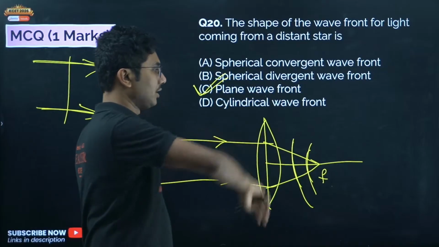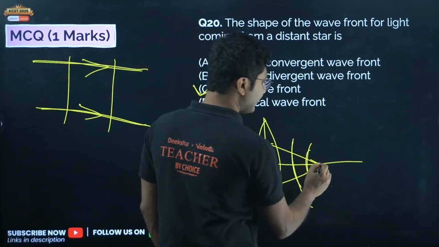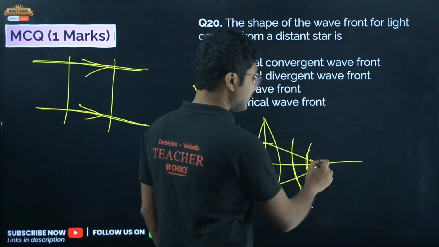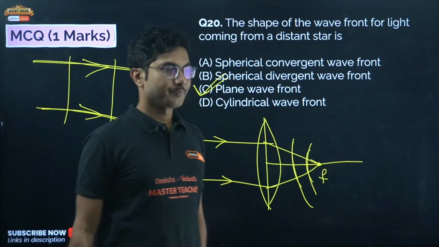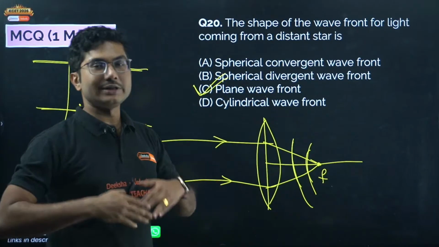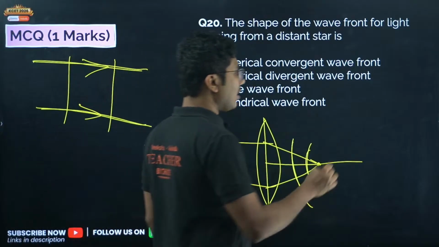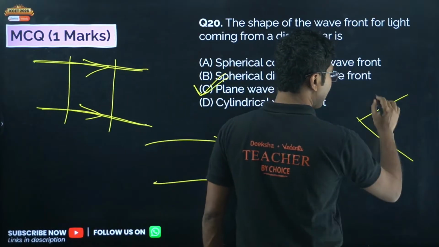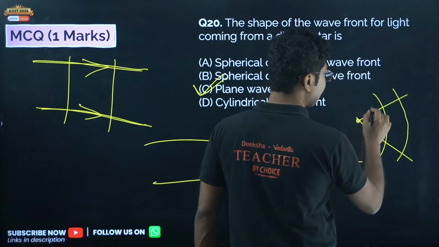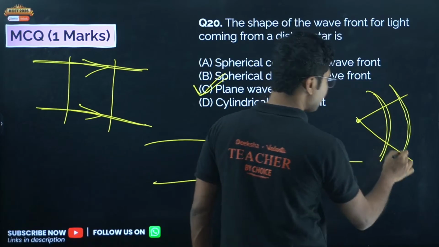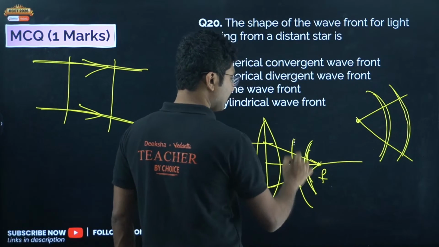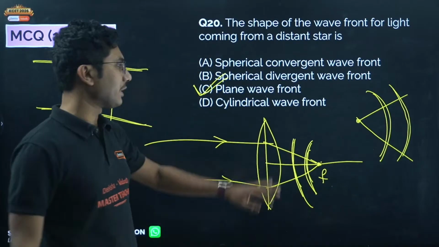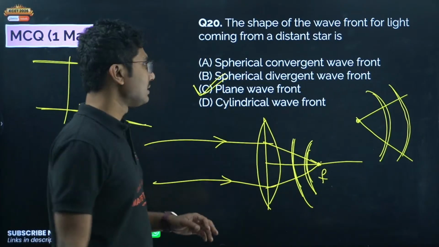Curves will be inward. So if they are converging at some point, this will act as the center of the sphere. Remember, if they are converging or diverging based on how they are situated, that will behave as the center. If this is the center, then it will be curved like this. Try to draw the ray diagram. If you draw the ray diagram, the problem becomes simple.